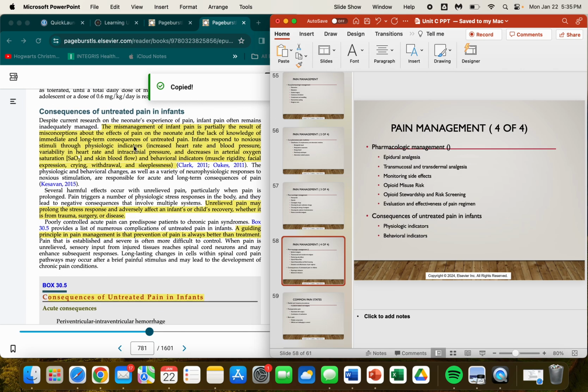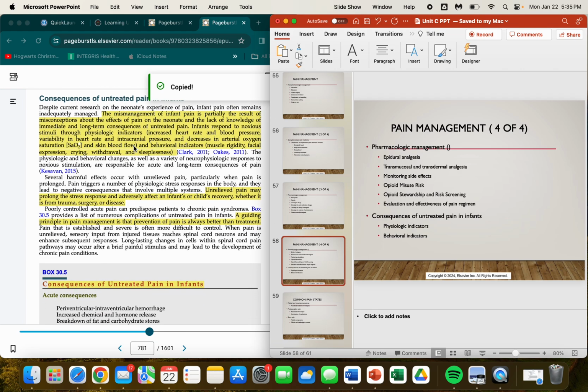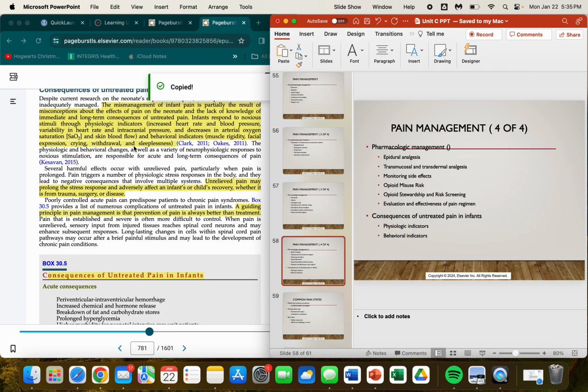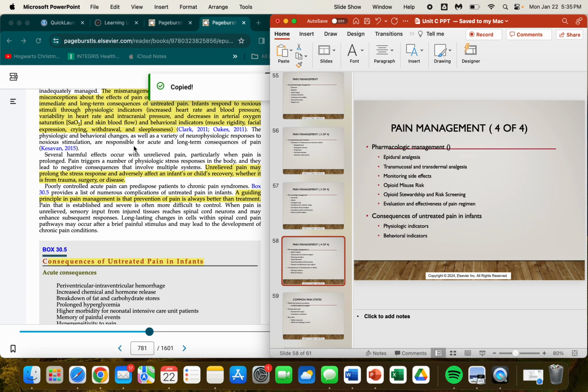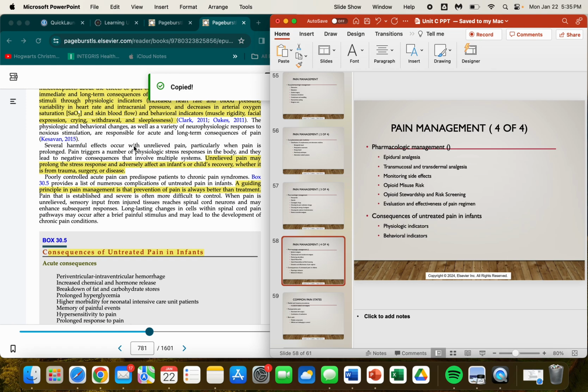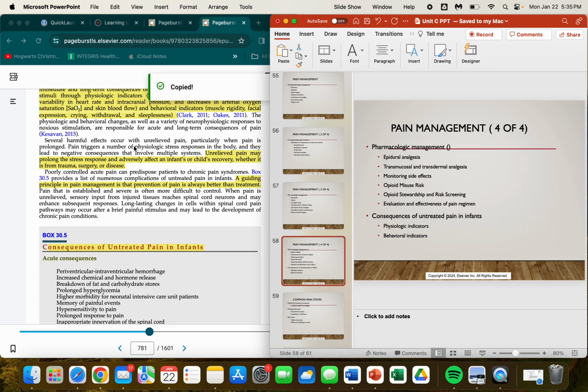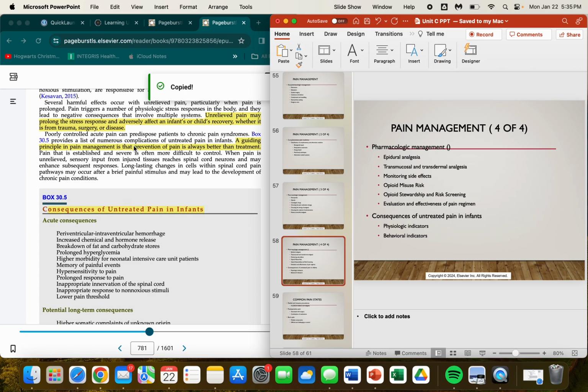Consequences of untreated pain in infants. The mismanagement of infant pain is partially the result of misconception about pain in the neonate and the lack of knowledge about it. Infants do respond to pain, usually through physiologic indicators like heart rate and blood pressure, so all those vital signs may have changes and alterations, changes in intracranial pressure, decreases in arterial oxygen saturations, and behavioral indicators like muscle rigidity and crying. So those are all indicators that an infant is experiencing pain.